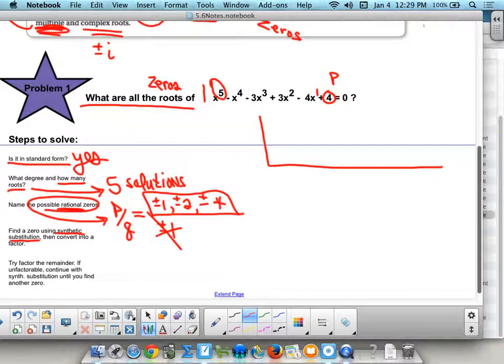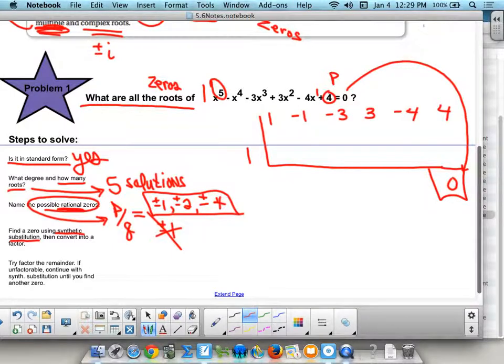So guys, if we want to know, is 1 an answer? We could put 1 right here, right? Yep. Coefficients get copied down: 1, -1, -3, 3, -4, 4. And what we're hoping for is what? No remainder. 0. Yep, you're right. 0. That's what we're hoping for.